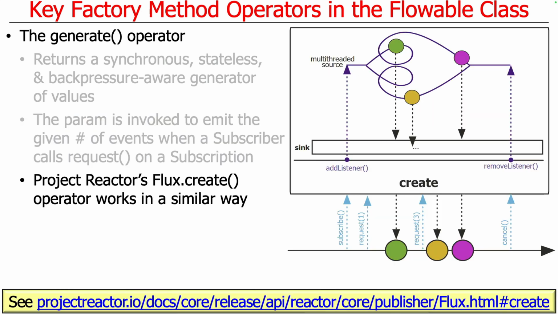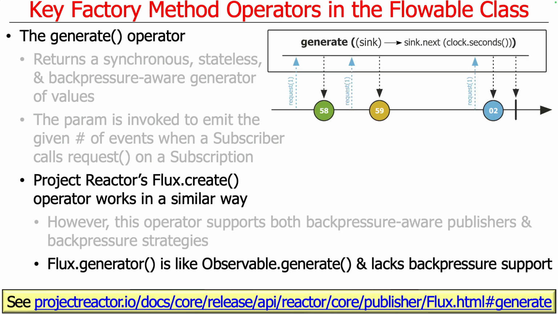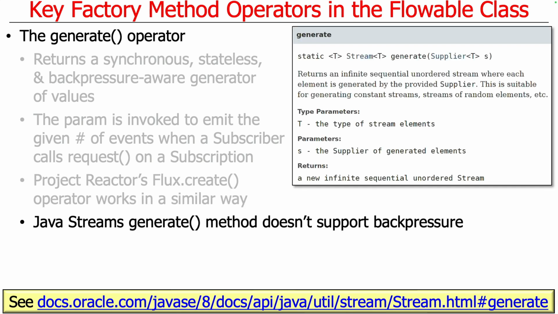Project Reactor has a create operator that works very similar to generate. This is a little different, a little confusing. This operator supports both back pressure aware publishers and back pressure strategies. So it's a bit more general than what you get with the Flowable generate method. So Flux generate is like Observable generate and lacks back pressure support. We're getting into esoterica here that doesn't really matter for this particular stuff. I'm just letting you know that these things have differences. They're subtle. You have to read the documentation and other online resources carefully.